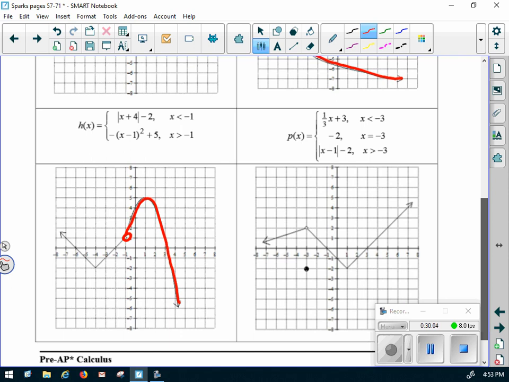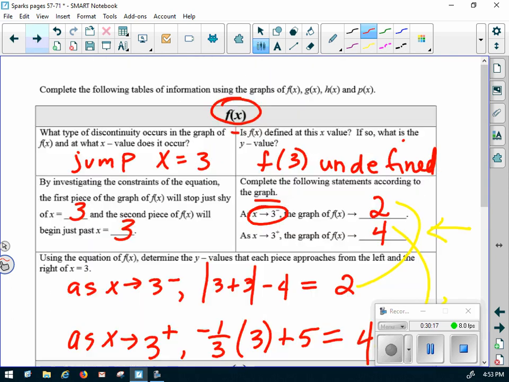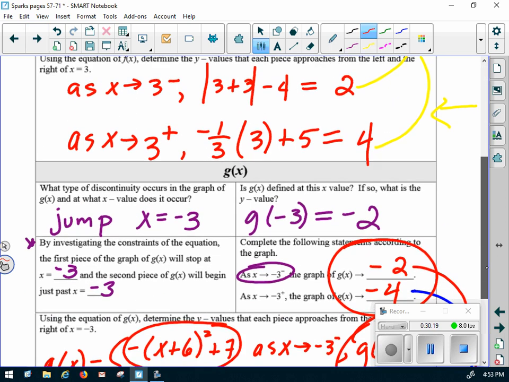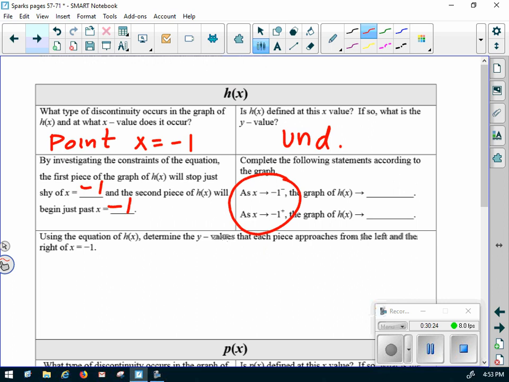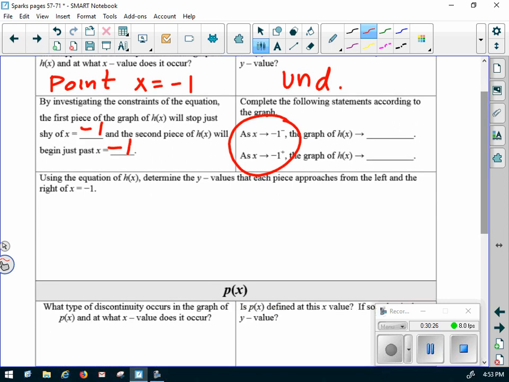Now, when we go down to that big box on the bottom where it says use the equation, I'm not going to flip back and forth to get the equation. I'm just going to look on my notes that I have in front of me so I can have the equation. Oh, whoops, I didn't go far enough, did I? So we got 1 on both of those. Now again, we're just using the equation of h. We are not using the graph, just the equation.